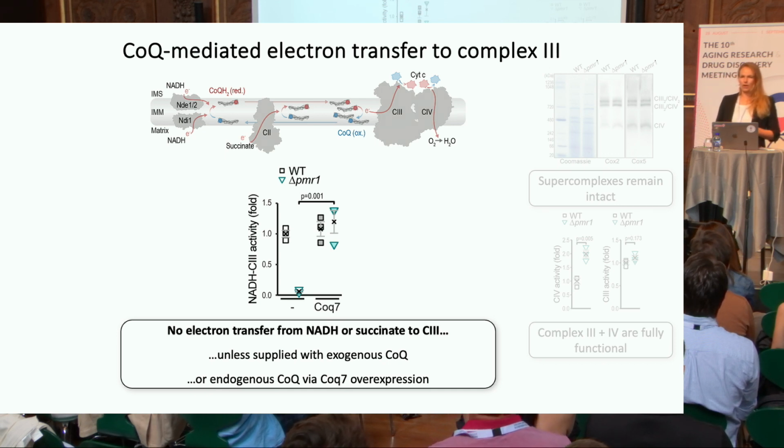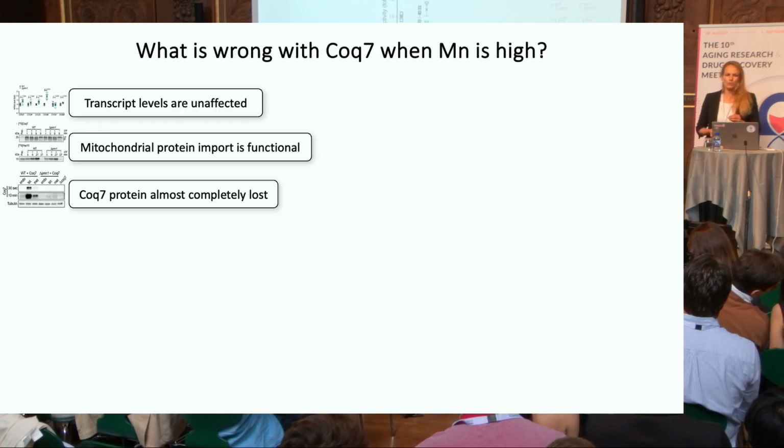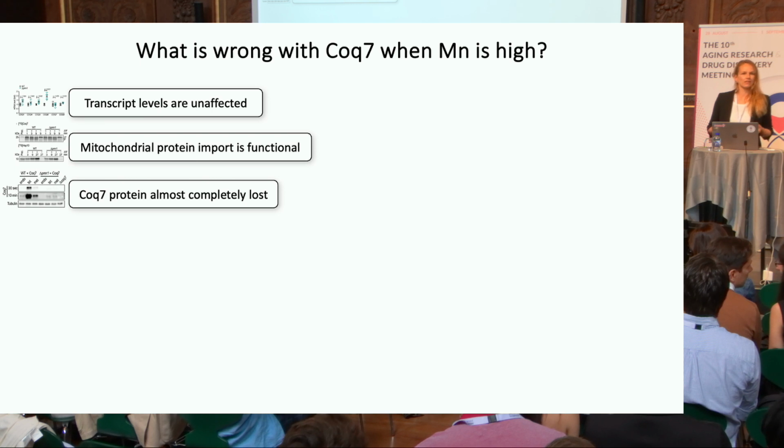So all of the data so far indicated that it's really selectively the COQ7 catalyzed step that is impaired when cells are challenged with manganese. So, of course, we asked what's wrong with COQ7 when manganese is high.